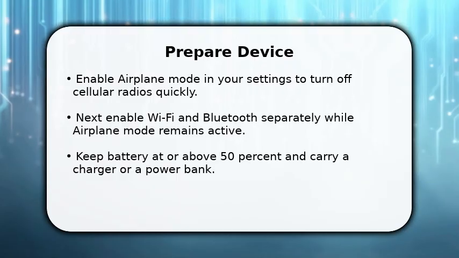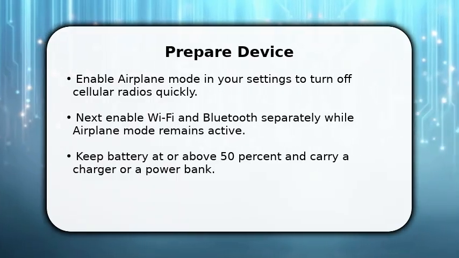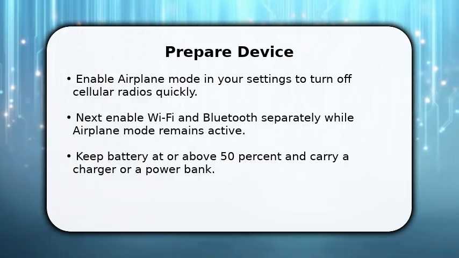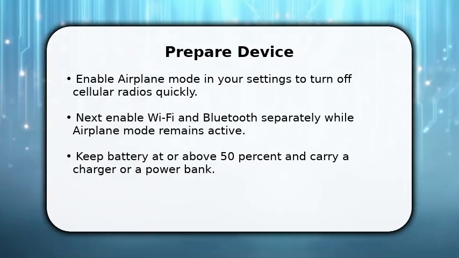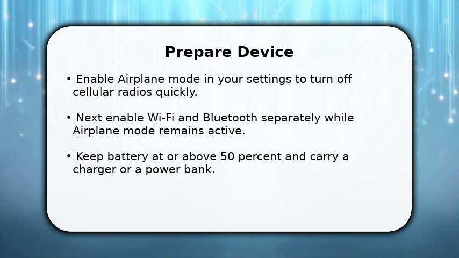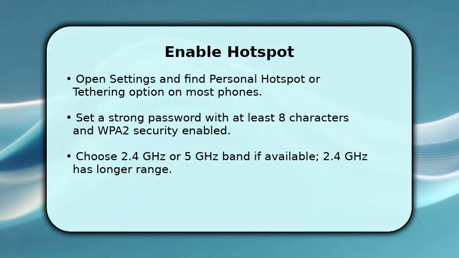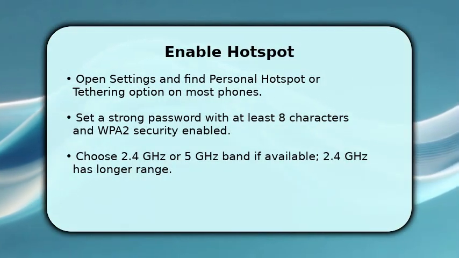If you plan to share internet, enable your device hotspot carefully and check airline rules. Keep battery at or above 50% and carry a charger or a power bank. Restart your device if hotspot fails to appear after configuring settings. Open settings and find personal hotspot or tethering option on most phones.